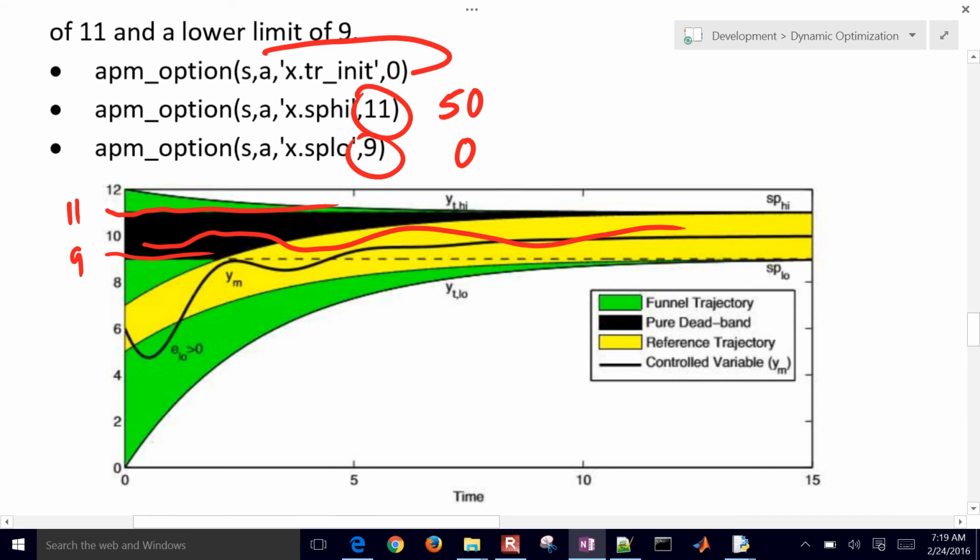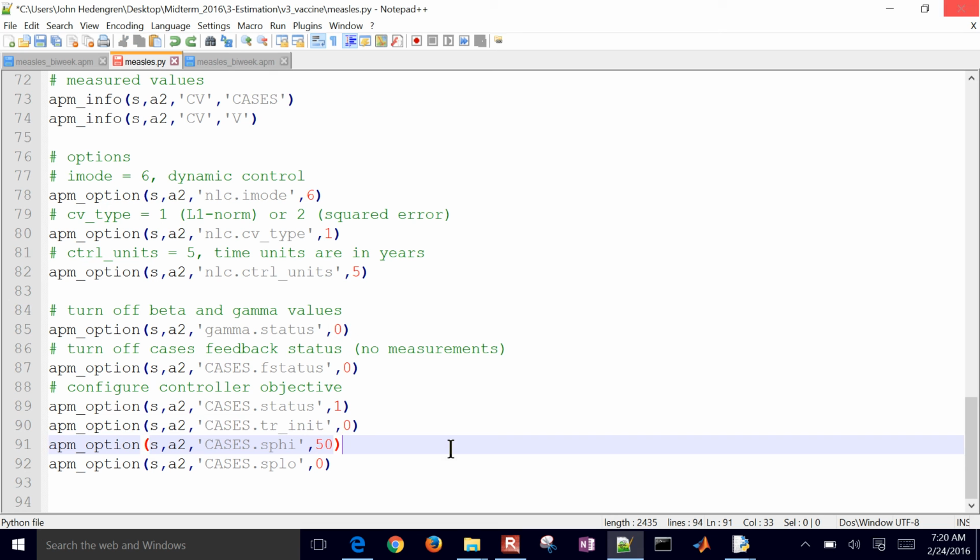And then we can set the initial trajectory. Whether we have a funnel, pure deadband, a reference trajectory, something like that, we're going to change that with this parameter right here. Okay, so there's our 50 to 0.